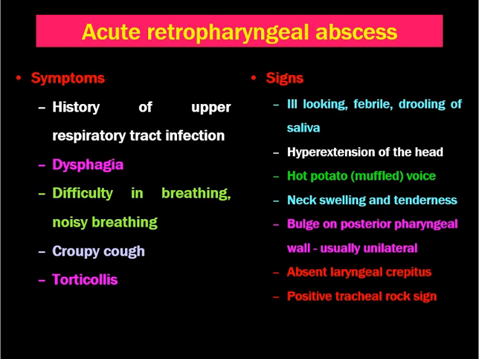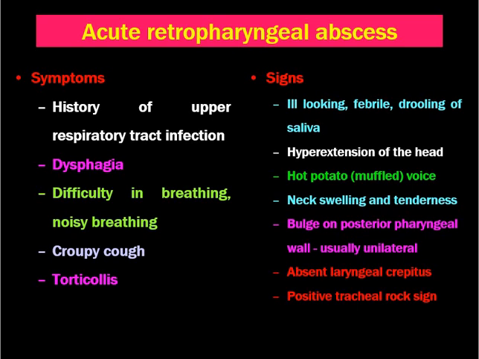There may be neck swelling and tenderness, but most of the time neck swelling is uncommon. On examination of the oral cavity, we can see a bulge on the posterior pharyngeal wall, which is usually unilateral. In the anatomy, you must have discussed that the retropharyngeal space is divided into two spaces, the spaces of Gillette, by the midline raphe. So if it is a true retropharyngeal space abscess, the pus will be localized in only one space. So there will be a unilateral bulge in the throat.